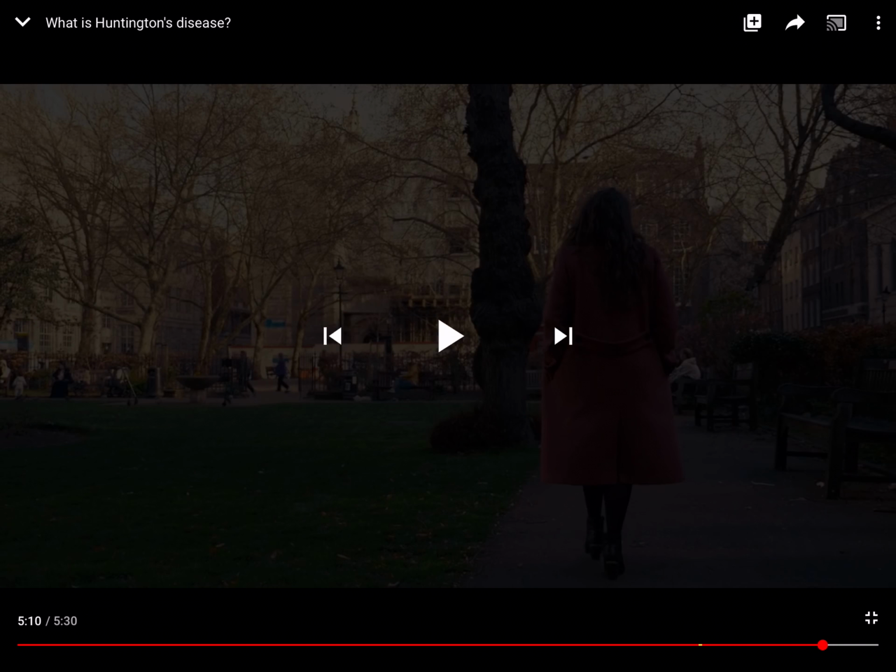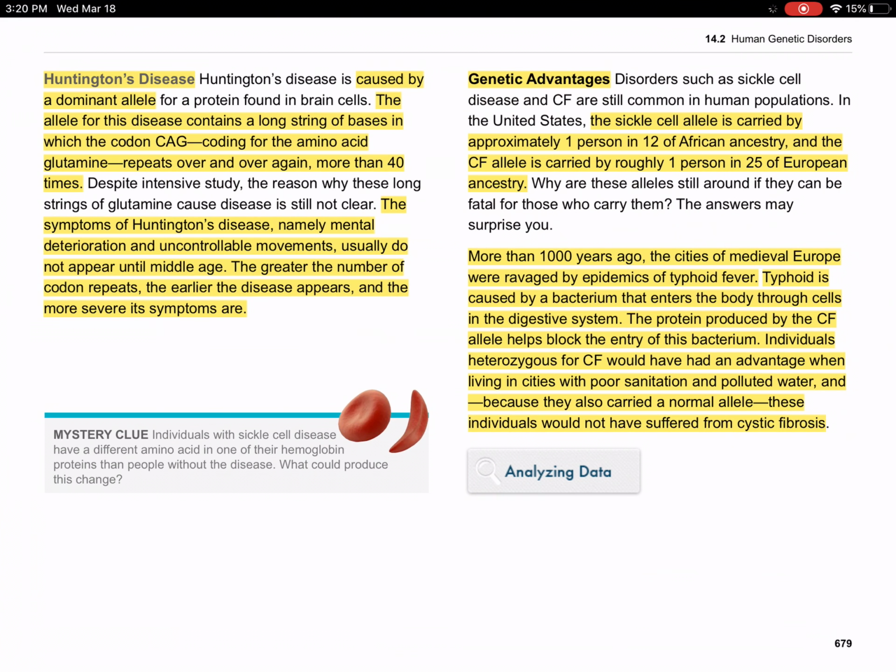All right, as you can see, small changes in the genetic code can have devastating consequences for an individual. But there also can be some genetic advantages of having these disorders or being carriers of this disorder.